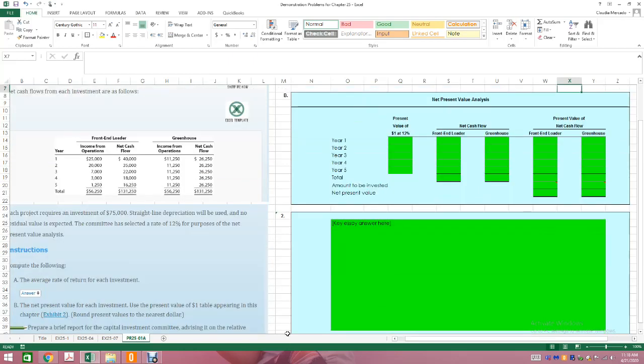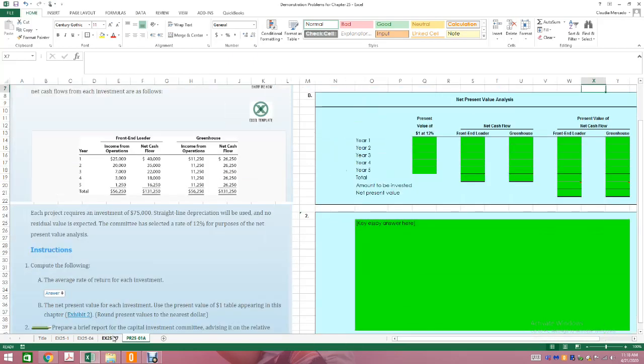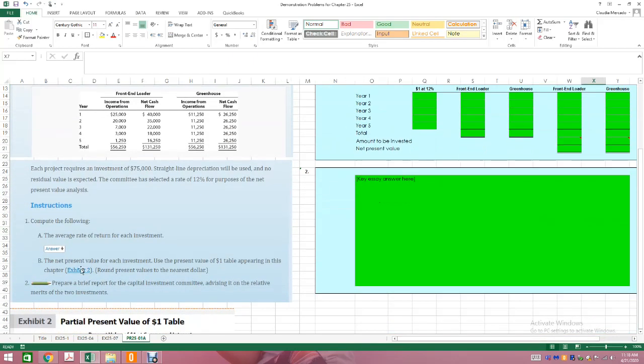Now, let's look at requirement B. The net present value for each investment. Use the present value of a dollar table appearing on exhibit 2. Round present values to the nearest dollar. So here they're asking us to compute our net present value for each investment.